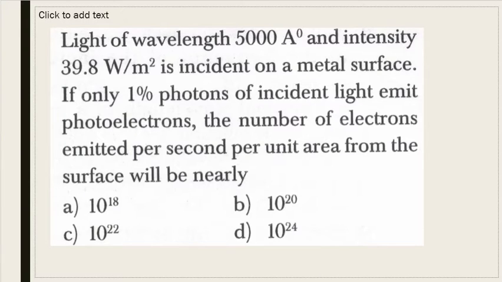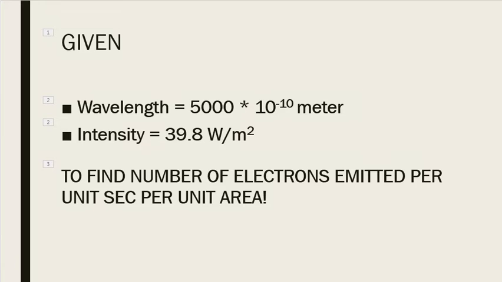Out of the total photons emitted from the light source, only 1% of the photons are responsible for the emission of electrons, as given in the problem. So let's go forward. First of all, we are given the wavelength, 5000 angstrom, that is 5000 into 10 raised to minus 10 meter, and the intensity, 39.8 watt per meter square, and we are asked to find the electrons per unit area per unit time.